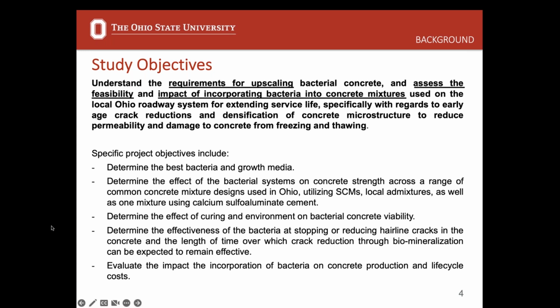We also wanted to understand curing of these systems and how that affects the ability of the bacteria to live over time. And specifically, we wanted to investigate systems that we thought would be a little bit easier to implement. The only used curing method to date has been ponding cubes in a nutrient solution bath. And obviously, we're not going to be using hundreds of gallons of curing solution on top of a roadway in order to simulate the bacterial precipitation. So we wanted to look at things that we thought could be a little bit more possible to do in the field. We also did want to investigate the effectiveness of the bacteria at stopping or reducing hairline cracks, and we wanted to understand the effect of using this material on the cost of our applications.